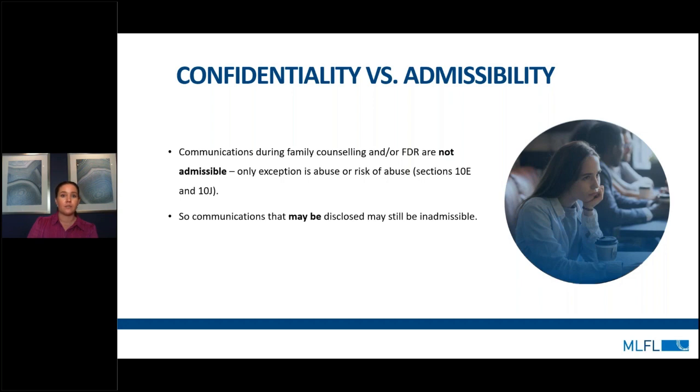As I mentioned, communication during family counselling and FDR is not admissible unless an exemption applies, such as if there is abuse or risk of abuse under those sections of the legislation. There is some contradiction or conflict regarding what a family counsellor may decide to disclose under their discretion and what might be admissible in court. For example, even if you decide that you do want to disclose the information to assist the ICL, the parties and the judge may still have an argument about whether that information is admissible in the court proceedings.